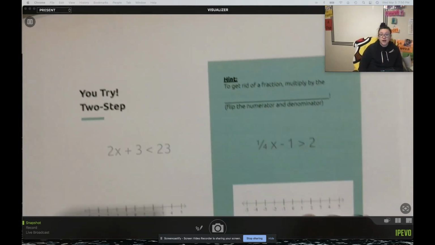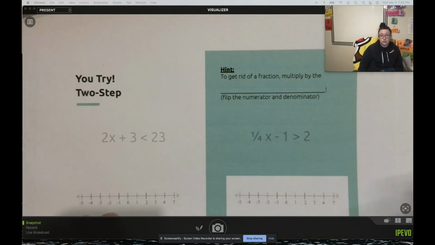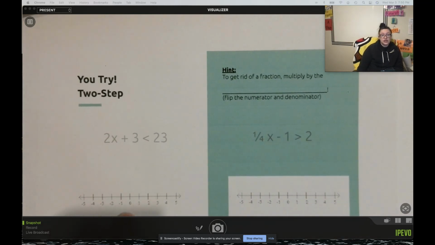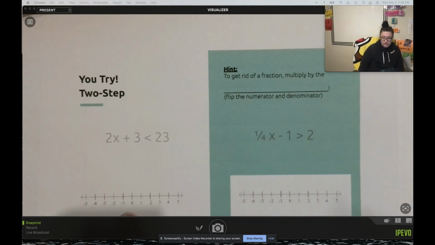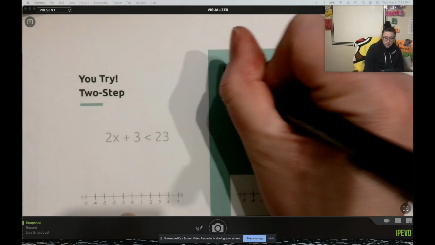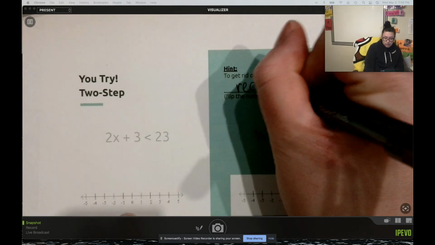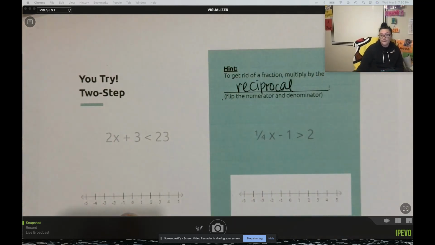Go ahead, pause the video. Try these two on your own. Again, one of our vocab words, if you want to get rid of that fraction coefficient, multiply by the reciprocal. Pause the video. Try those two on your own. Good luck.